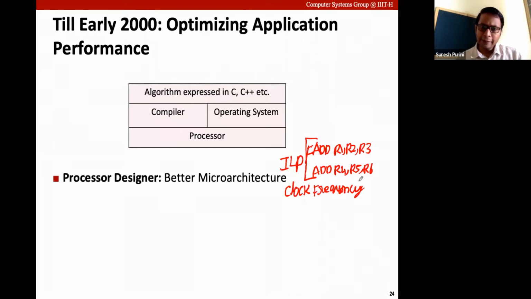But then the problem is, as ILP and clock frequency keep increasing, in order for the processor to execute instructions at a rapid pace, the memory should be able to supply instructions to the processor at that speed. Unfortunately, the bandwidth between processor and memory is not increasing at the same pace. Because of that, the processor is not able to realize its full potential. This is what is called the memory wall.